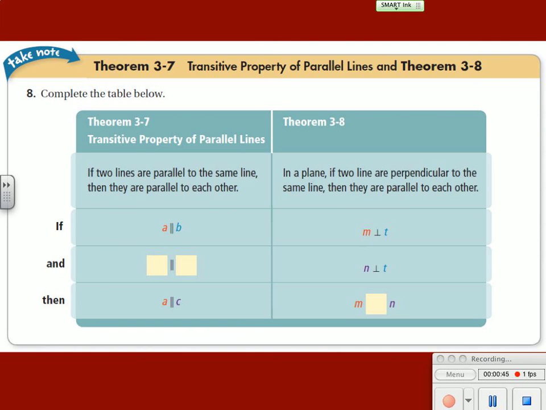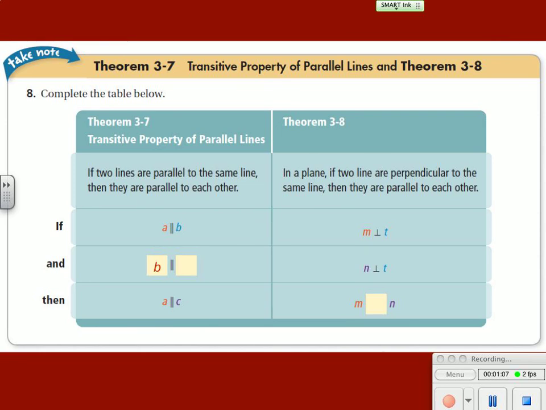Theorem 3.7 states if two lines are parallel to the same line, then they are parallel to each other. This is known as the transitive property of parallel lines. Theorem 3.8 states that in a plane, if two lines are perpendicular to the same line, then they are parallel to each other.